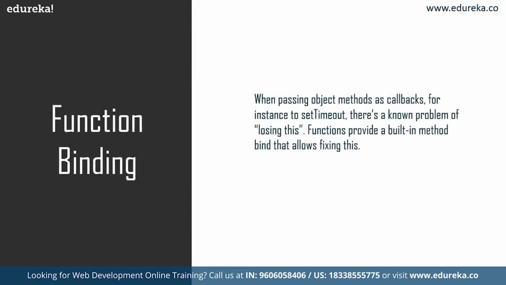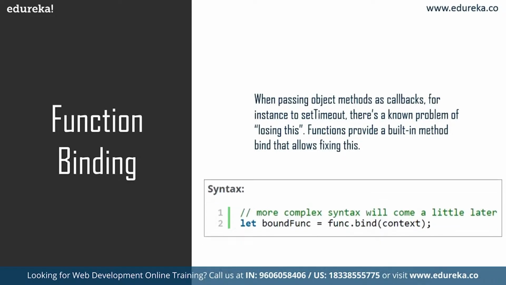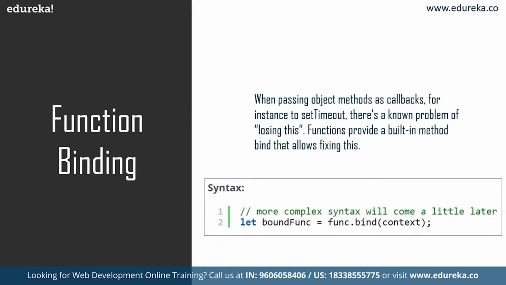Now moving on to the next one, there's function binding. When passing object methods as callbacks, for instance to set timeout, there is a known problem of losing this. Functions provide a built-in method bind that allows fixing this. Now you can have a look at the syntax. We have a let bound function, which will take function.bind(context). The result of function.bind(context) is a special function-like exotic object that is callable as a function and transparently passes the call to function, setting this equal to context.